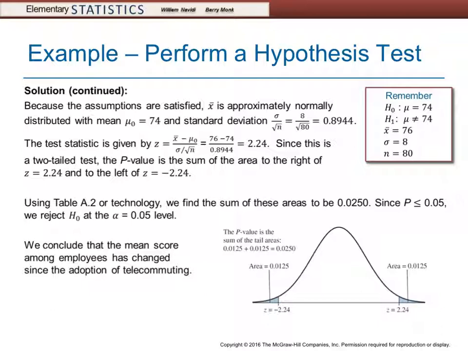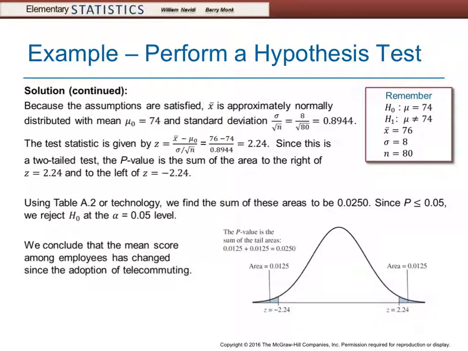Since this is a two-tailed test, the p-value is the sum of the area to the right of z of 2.24 and to the left of negative 2.24. Because it's a two-tailed test, we must add those two areas on either side of the symmetric distribution. Using table A2 or technology, we find the sum of these areas to be 0.0250.